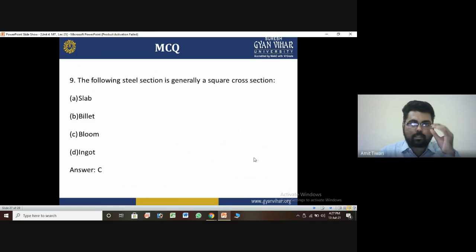Ninth question: the following steel section is generally of square cross section. The options are A, slab; B, billet; C, bloom; D, ingot. And C is the answer, a bloom.